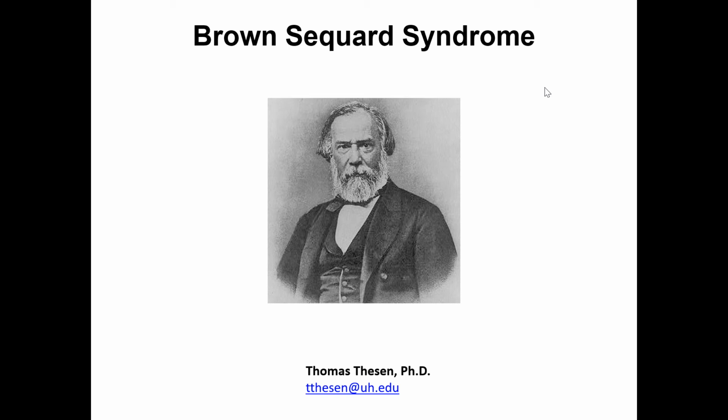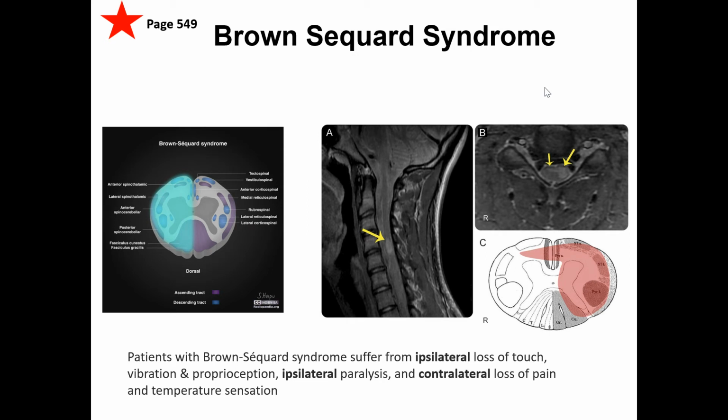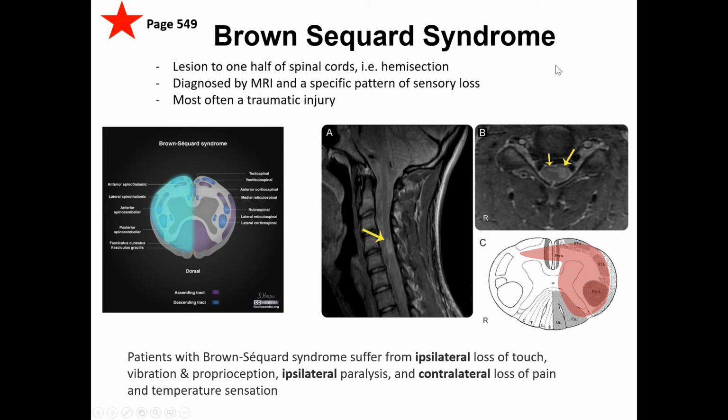Hi, in this short video, we'll talk about Brown-Sequard syndrome and how to identify it on clinical vignettes. So in Brown-Sequard syndrome, you have a lesion to one half of the spinal cord. We call that a hemisection. It is diagnosed by MRI, and it shows a specific pattern of sensory and motor loss. And it's mostly a result of a traumatic injury.